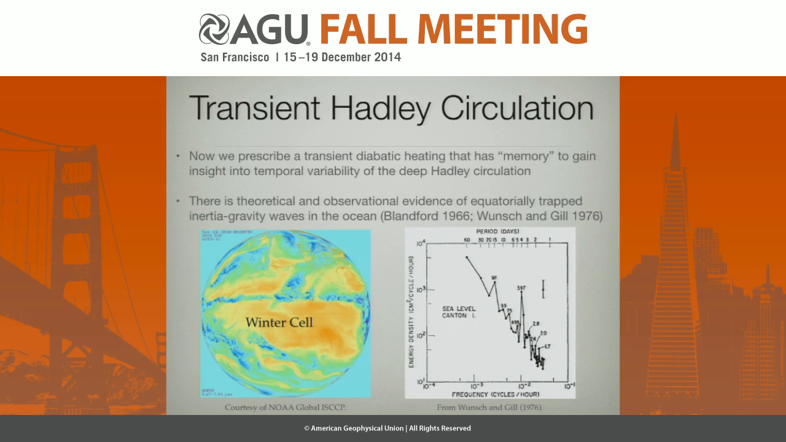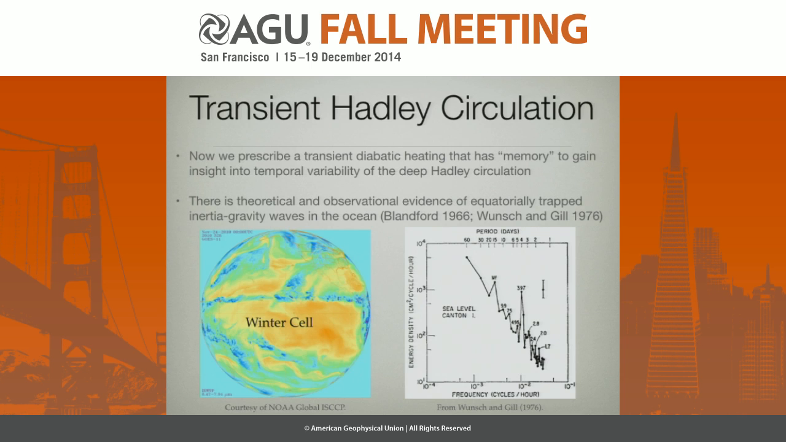And so there's been theoretical and observational evidence of equatorially trapped inertial gravity waves in the ocean a long time ago. Blandford in 1966 in his seminal paper on equatorial wave theory, and then Wunsch and Gill in 1976. So in the bottom left panel, I'm just showing water vapor imagery of the winter and summer cell. So you can see that large asymmetry. And obviously there's transient dynamics happening there that we're going to speak about.